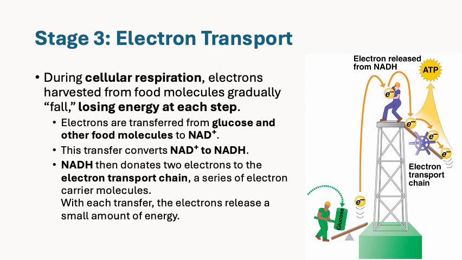During cellular respiration, electrons removed from glucose and other food molecules gradually fall to a lower energy state. First, those electrons are transferred to NAD+, forming NADH. NADH then donates those electrons to the electron transport chain, which is the series of carrier proteins embedded in the inner mitochondrial membrane. As electrons move through this chain, they release small amounts of energy at each step. This stepwise release allows the cell to capture energy efficiently instead of losing it all at once as heat.